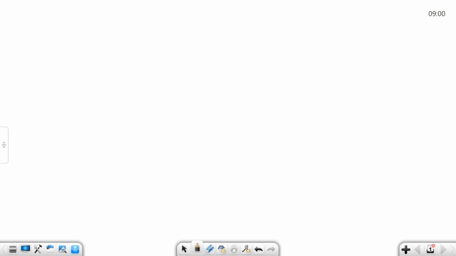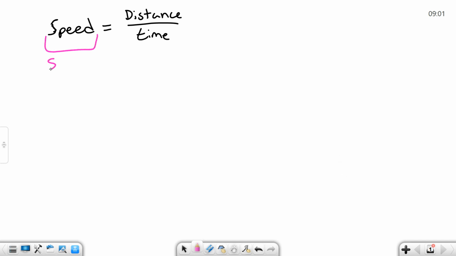In today's video, we'll be learning how to change the subject of an equation. But first, we need to know what that means. So we are going to use the example with the speed formula. Speed is equal to distance divided by time. In this formula, the way it is written right now, speed is the subject.